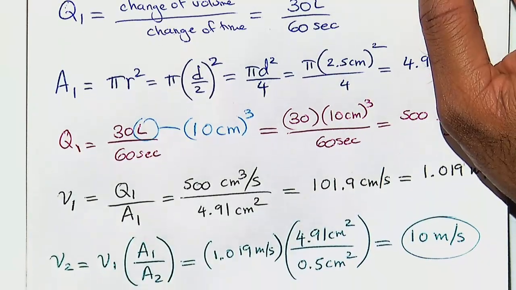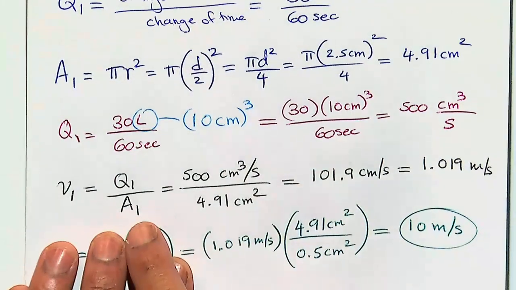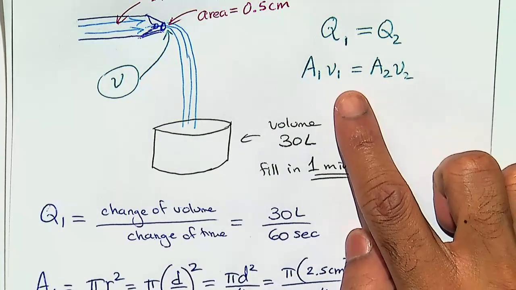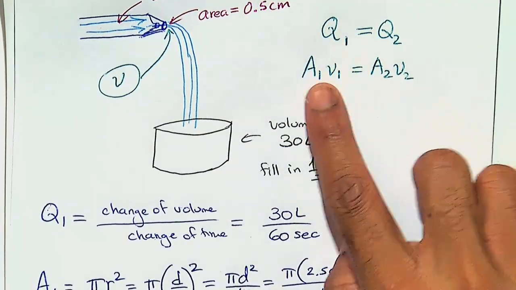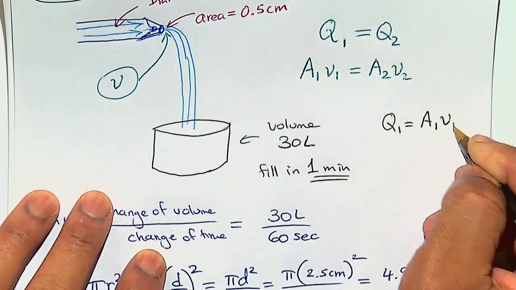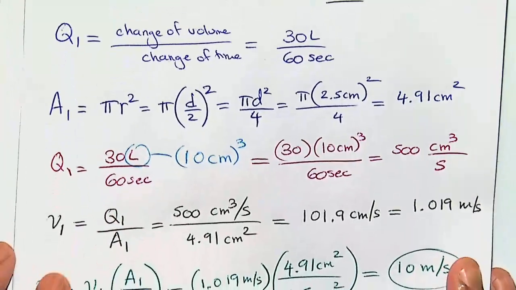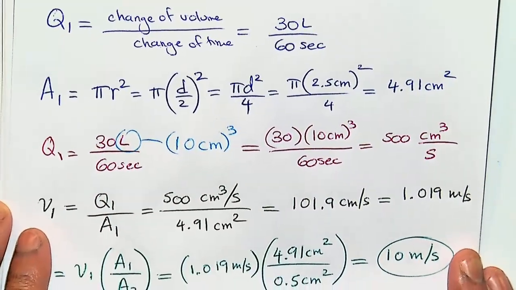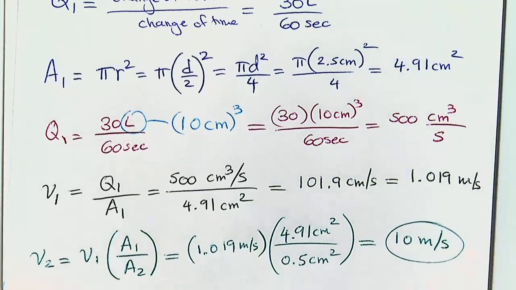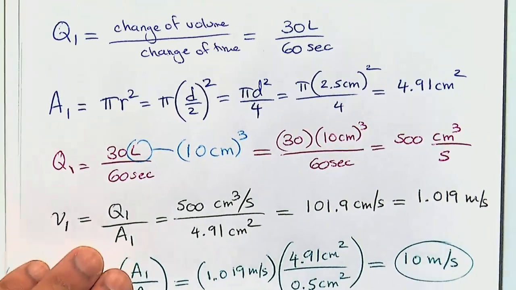Another question was, how did you get V1 is equal to Q1 over A1? So this is just rewriting the definition of what a flow rate is. Q1 is equal to area 1 times velocity 1, and it's just rearranging the terms here to get velocity 1. Okay, keep the questions coming.